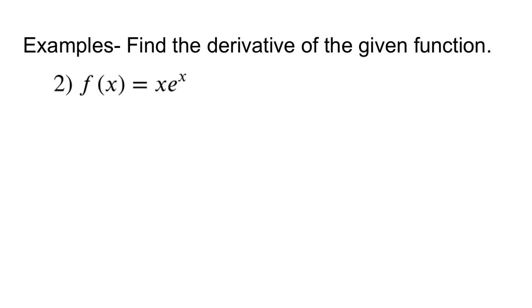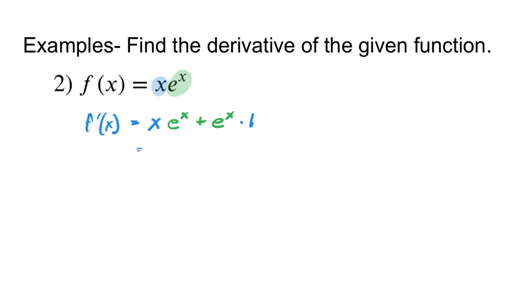Sometimes our functions can be in disguise, but you have to recognize this is the product of two different functions. We have x, and we have e to the x. So we'll go ahead and calculate the derivative of f by taking the first times the derivative of the second, and the derivative of e to the x is just e to the x, plus the second, e to the x, times the derivative of the first, which is 1.